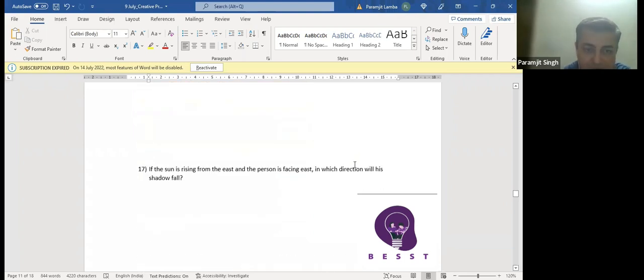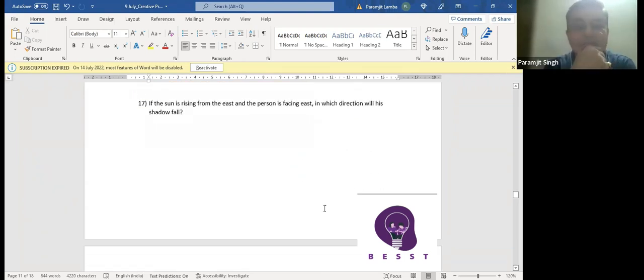Moving to the next question. If the sun is rising from the east and the person is facing east, in which direction will his shadow fall? Please draw your compass.